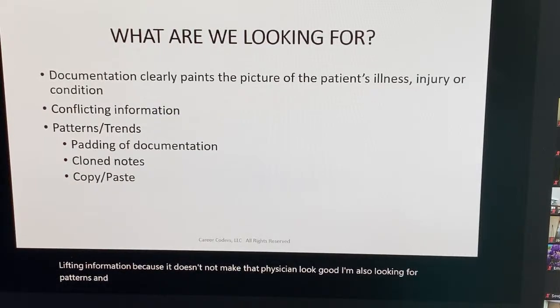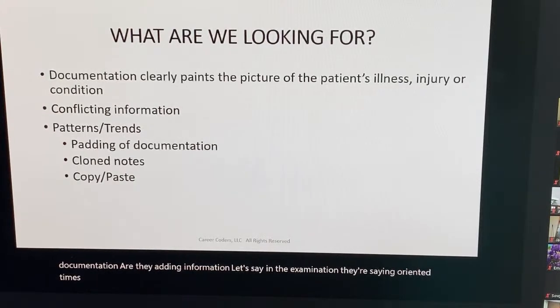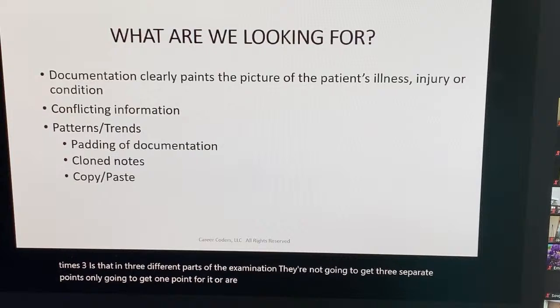I'm also looking for patterns and trends. Are they padding the documentation? What I mean by padding the documentation is, are they adding information? Let's say in the examination, we're saying oriented times 3. Is that in 3 different parts of the examination? They're not going to get 3 separate points. They're only going to get 1 point for it. Or are they doing more than what they should be doing?